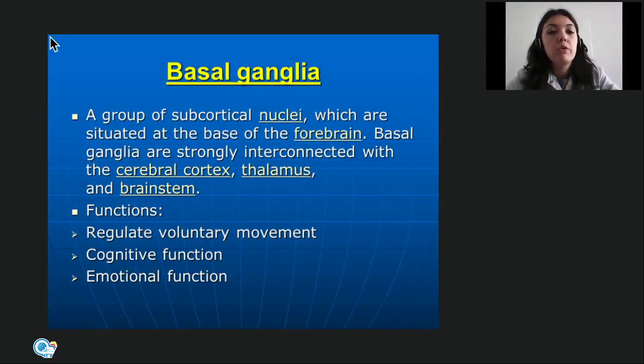Gray matter is also presented by basal ganglia. So basal ganglia, I told you it is a misnomer. The correct name is basal nuclei. It is a group of subcortical nuclei which are situated at the base of the forebrain or telencephalon. Basal ganglia are strongly interconnected with the cerebral cortex, thalamus, and brainstem. And they perform the following functions. They regulate voluntary movement, and they provide cognitive function and emotional function.